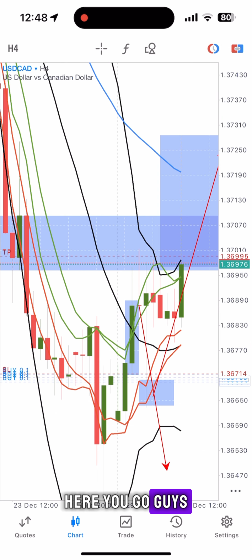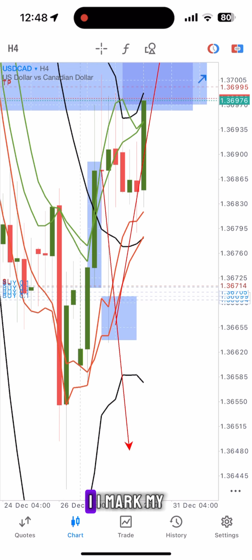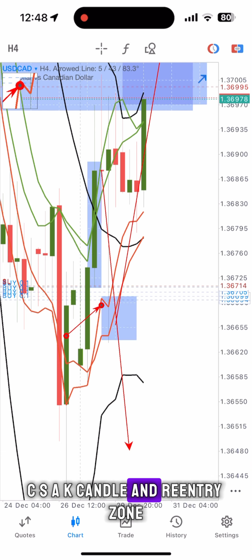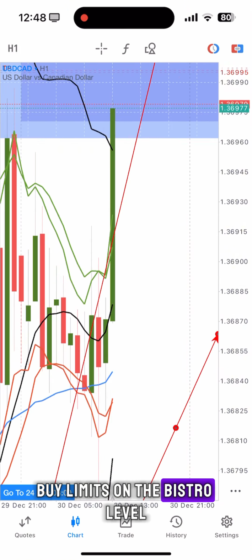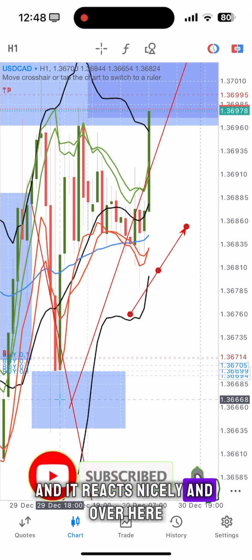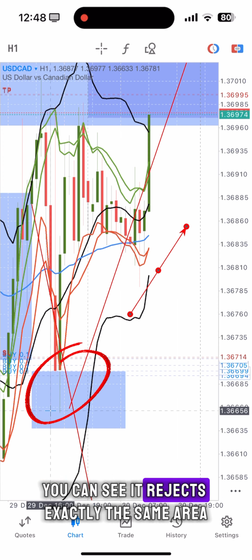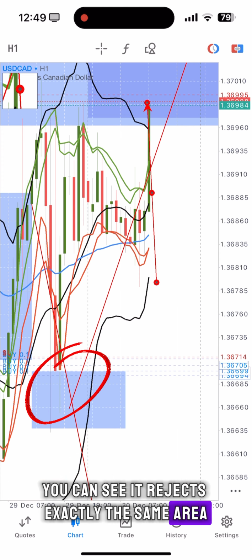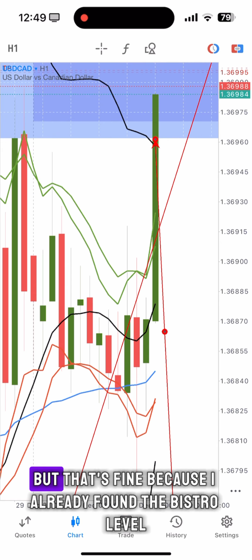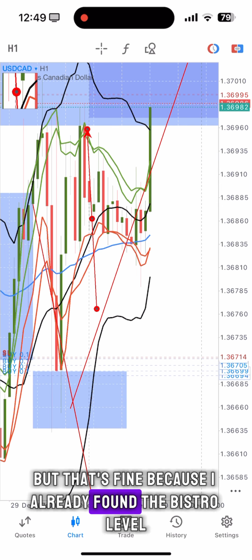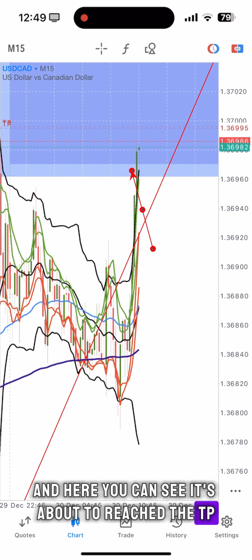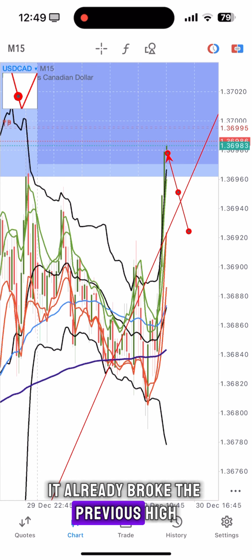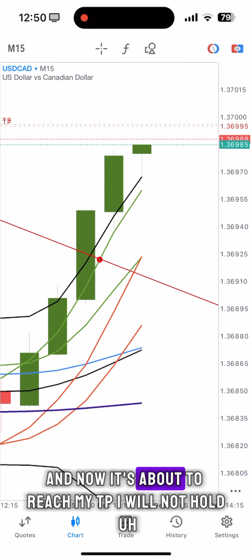A few moments later. Here you go, guys. Market reacted nicely on the setup. I marked my CSAK candle and re-entry zone. I put my buy limits on the Bistra level, and it reacts nicely. And over here you can see it rejects exactly the same area, but it didn't reject low BB. But that's fine because I already found the Bistra level. And here you can see it's about to reach the TP. It already broke the previous high, and now it's about to reach my TP.